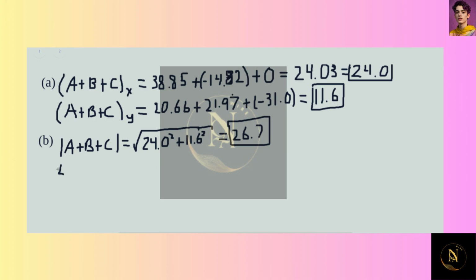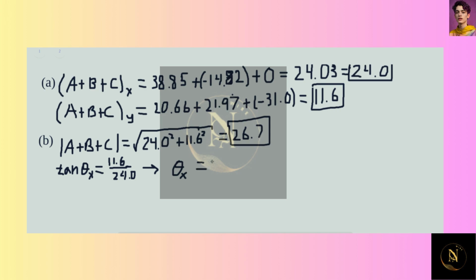Okay, now we want to find directionality. To find directionality, we're going to use our trigonometric identity. Tangent of the angle that it's making with the x direction is equal to the opposite over the adjacent. The opposite in this case is 11.6 for what's going on in the y direction, divided by what's going on in the x direction, which is 24.0. Opposite over adjacent. Theta sub x is what we want, so we can solve for that.